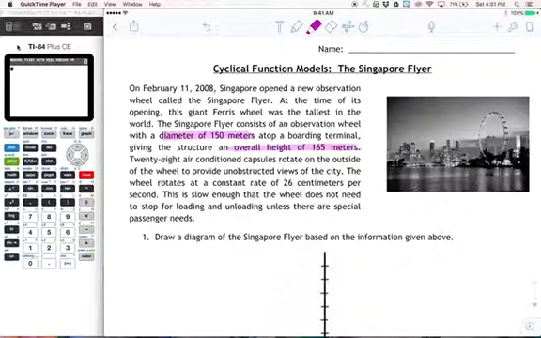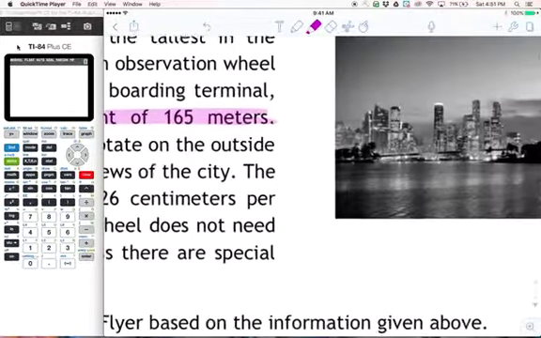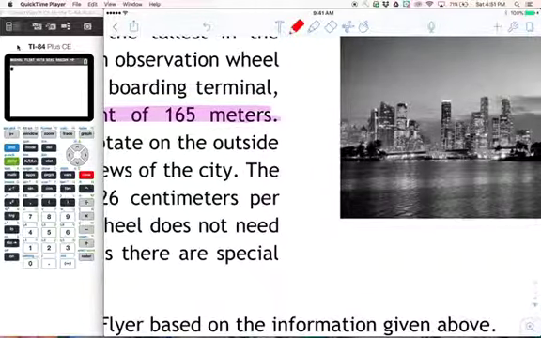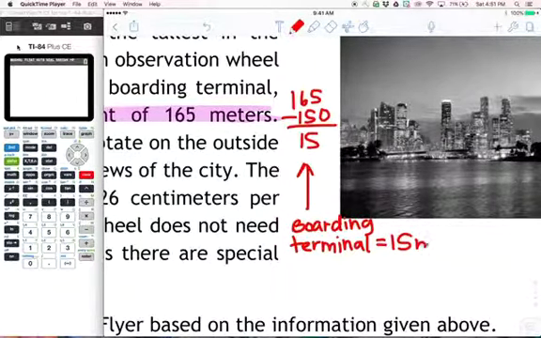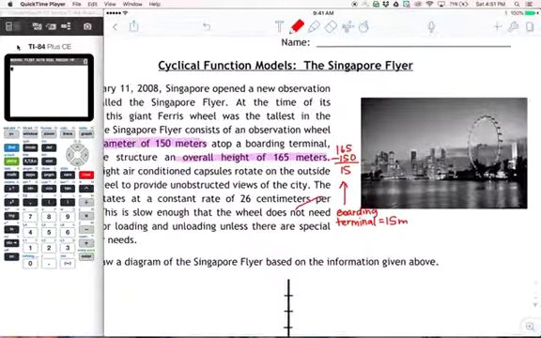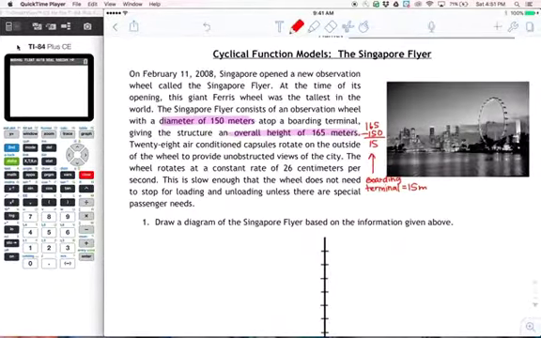You should definitely stop right here and make a note that if the overall height was 165 meters and the diameter of the wheel was 150, then that means your boarding terminal must be how tall? 15 meters, okay? All right, let's keep going here.